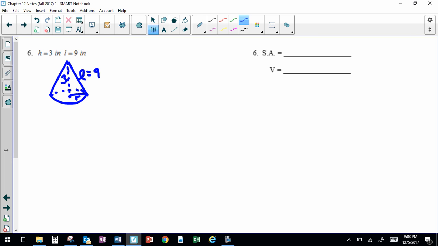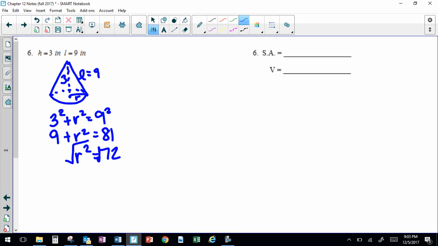So, I'm going to go ahead and do the Pythagorean theorem because this is not a triple. So 3 squared plus r squared equals 9 squared. So then you have 9 plus r squared equals 81. So r squared is going to equal 81 minus 9 is 72. Sorry. And then you square root these, and you get r is the square root of 72. You can leave it like that because we're going to end up doing the decimal later in the end after you plug it in where it needs to go.